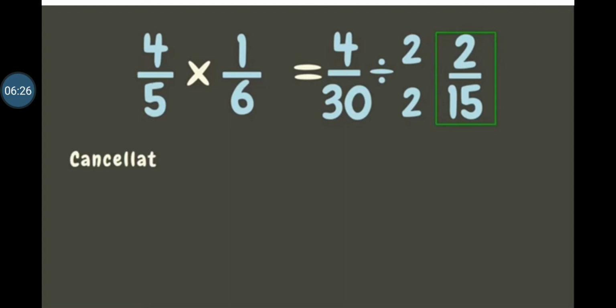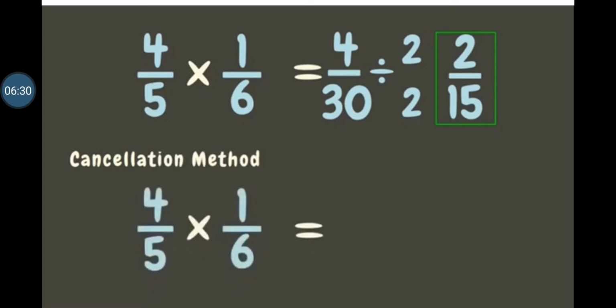Now let us try the cancellation method. So we have the same fraction. Now can you find which numerator and denominator have common factors? Yes, great. 4 and 6 have a common factor of 2. So 6 divided by 2 is 3 and 4 divided by 2 is 2.